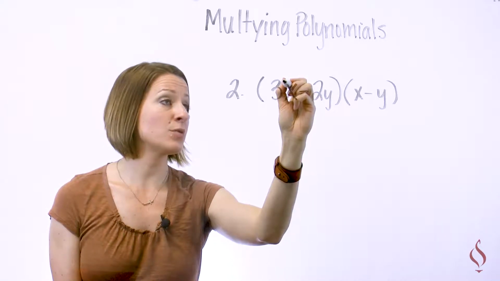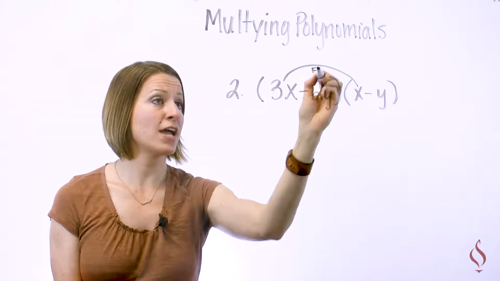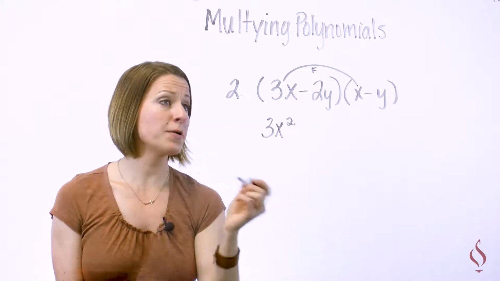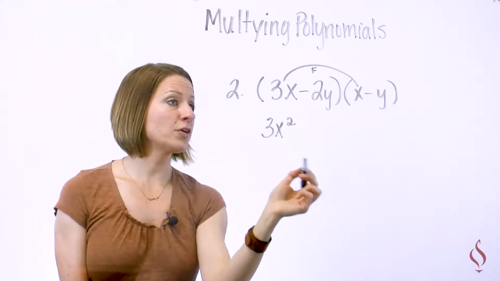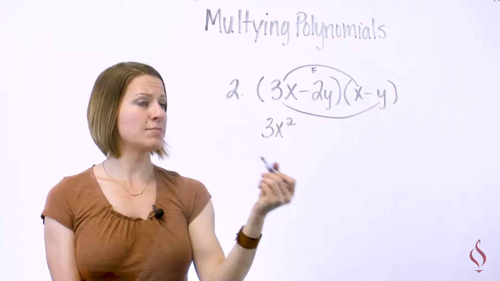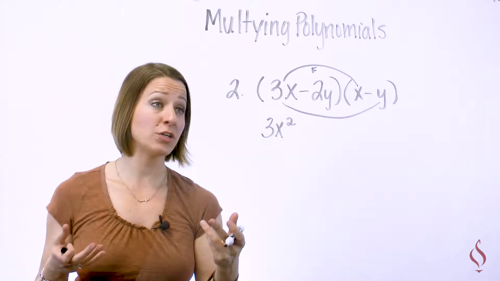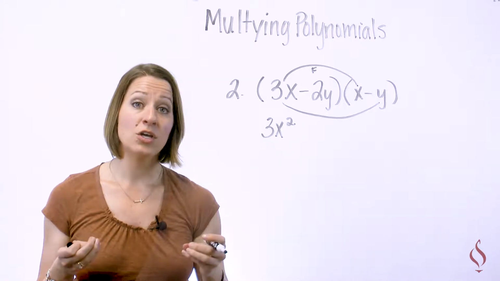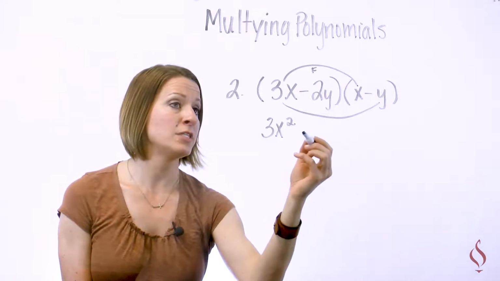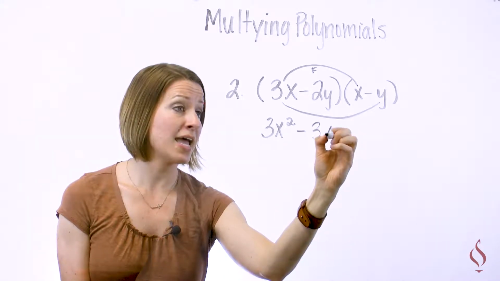We are going to multiply the 3x times the x, that's our F. This is going to be 3x squared. Our outer, now check this out, guys. Our outer is 3x times negative y. We have two variables. Anytime there's two variables in a multiplication answer, you need to put those variables in alphabetical order. They just need to line up in ABC order. So this is going to stay negative 3xy.